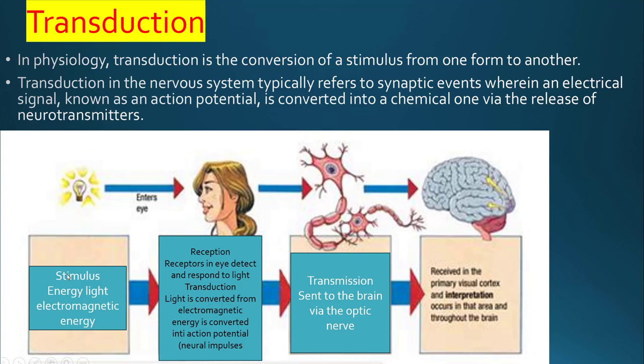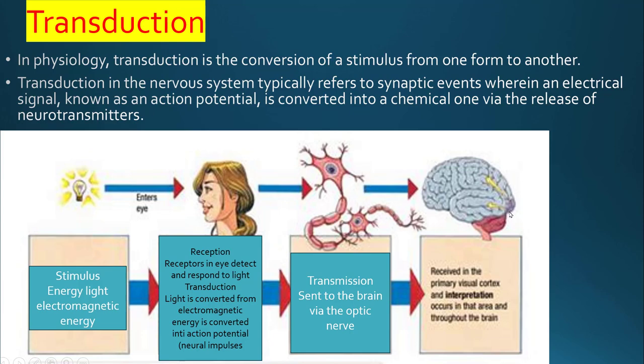In this diagram, the stimulus is light energy, electromagnetic energy which is emitting from the bulb. Reception is the eye, and the receptor in the eye detects and responds to light. Transduction occurs here. Light is converted from electromagnetic energy to action potential or a neuronal impulse. Transmission occurs through the sensory nerve, and this information is sent to the brain via the optic nerve.